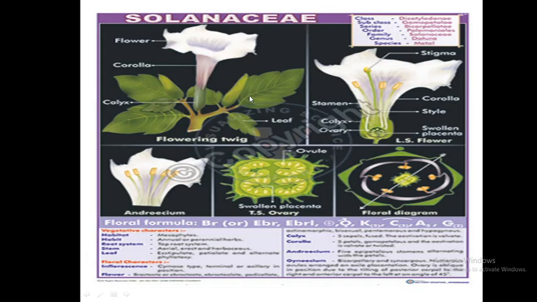Calyx in this family. Number of sepals is 5. They are gamosepalous, tubular, valvate or imbricate aestivation. They are persistent, enlarged in fruit. Corolla. Number of petals is 5. They are gamopetalous, and tubular or funnel shaped flowers. Aestivation is valvate or imbricate, and corolla is coloured.